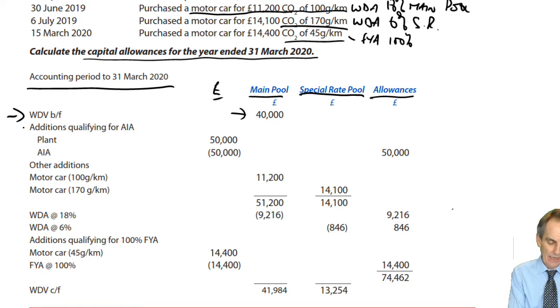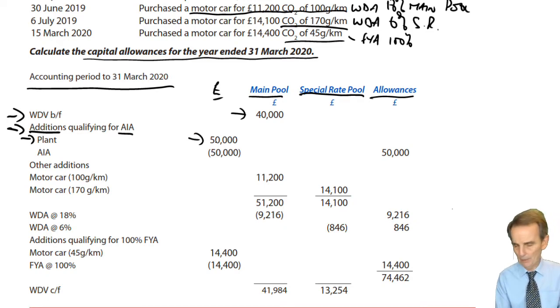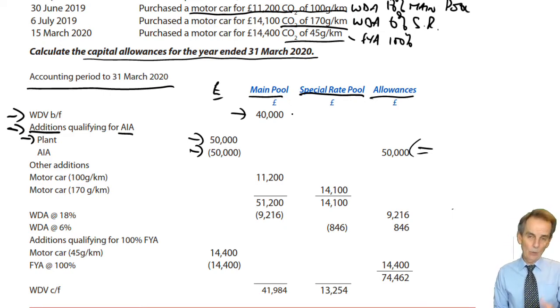And as we know, in terms of the first category of additions to deal with, it is those that qualify for AIA. There's only one of them, the item of plant bought in this period for £50,000. It's a 12-month period. It's a £1 million limit. So a full £50,000 is available, and that transfers across to the allowances column. There's nothing unrelieved. If there had been, that would have gone to the main pool, but we've taken a full 100% AIA.